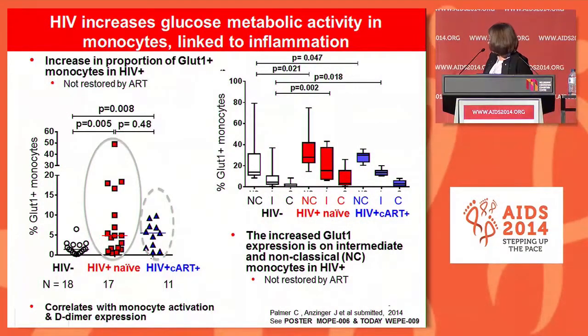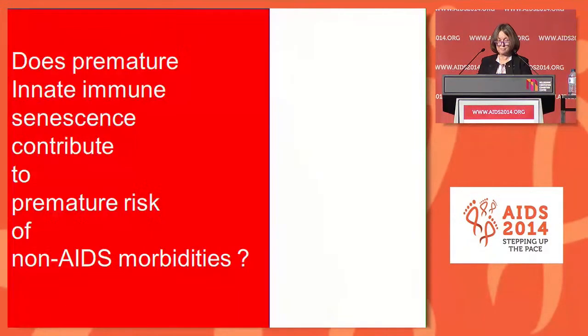This correlates with monocyte activation by traditional markers and also with D-dimer expression or production. The increase in GLUT1 expression has been shown to be limited to the intermediate and non-classical monocytes in HIV, shown in red, and not restored by ART, shown in blue.